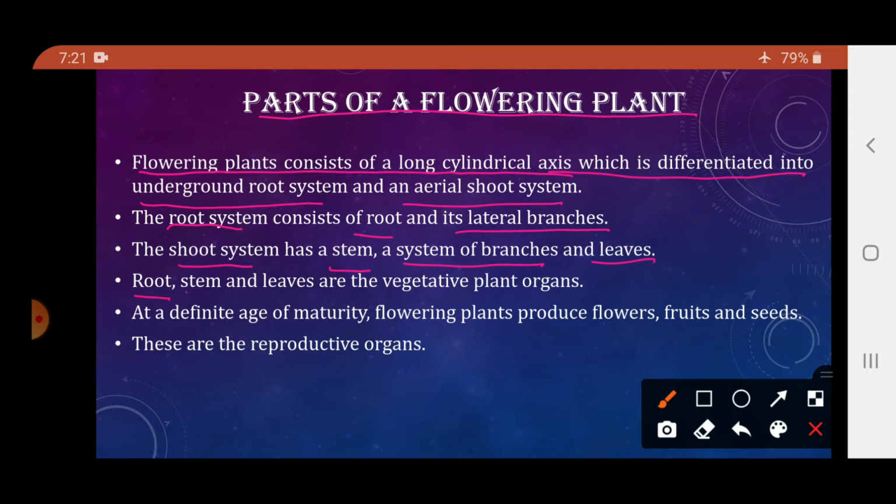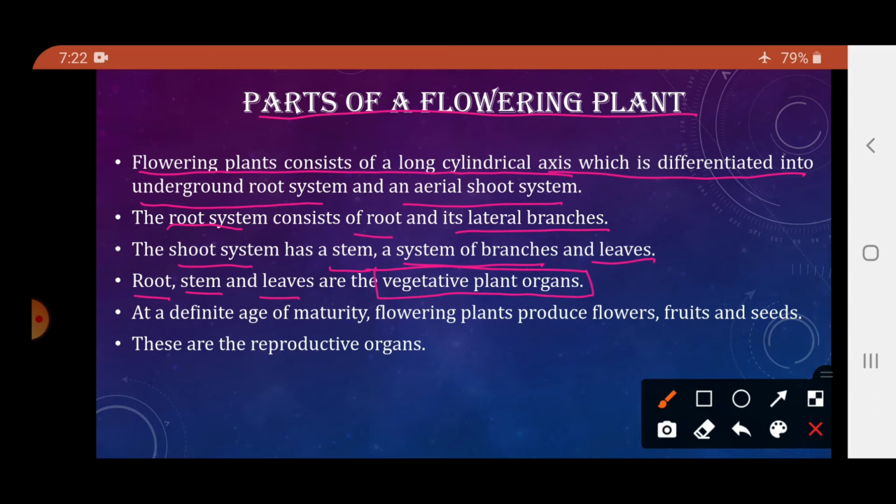Now this root, stem and the leaves are called the vegetative plant organs. What are they called? Vegetative parts of the plant or vegetative organs. Very, very important. Which are the vegetative parts of the plant? They are the root, stem and leaves, which form the primary structure of the plants.